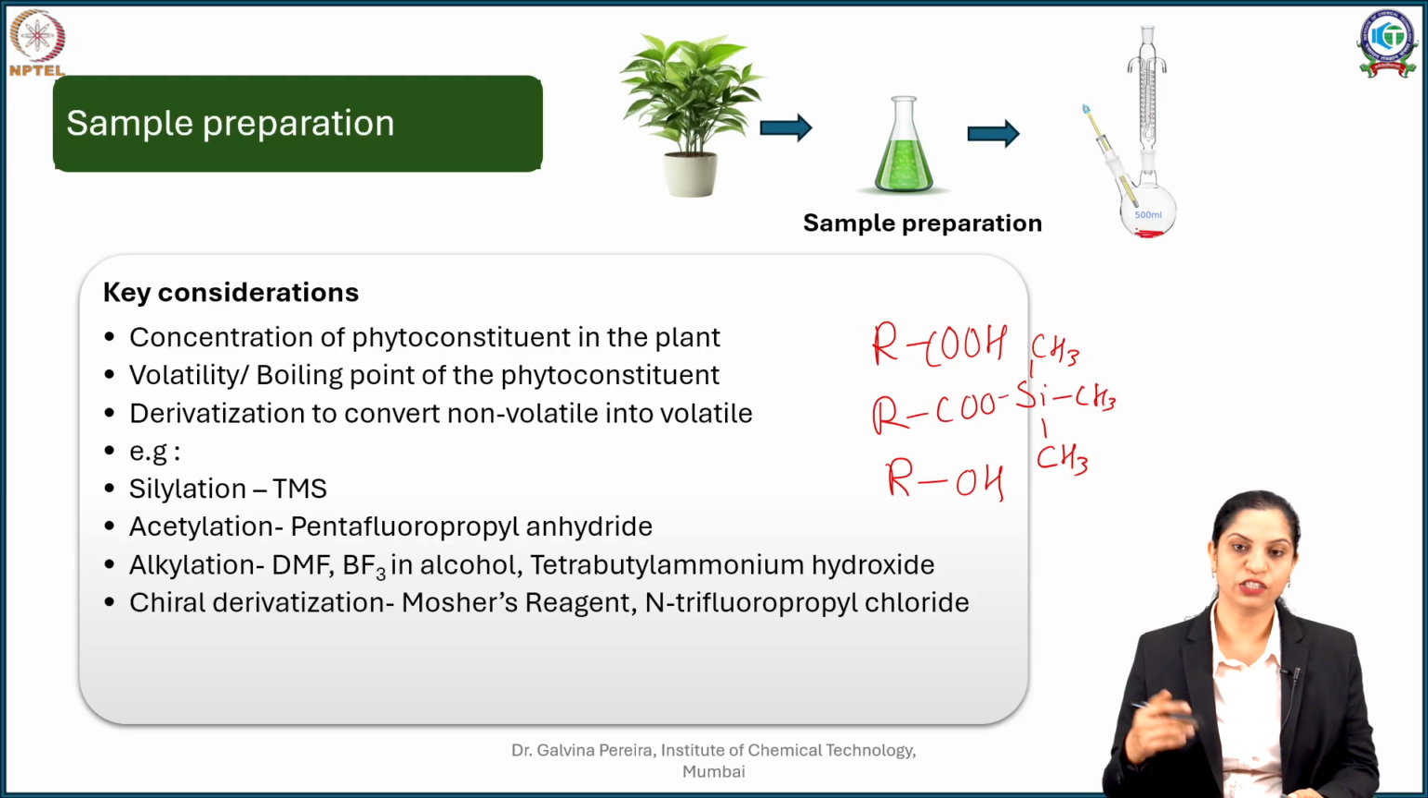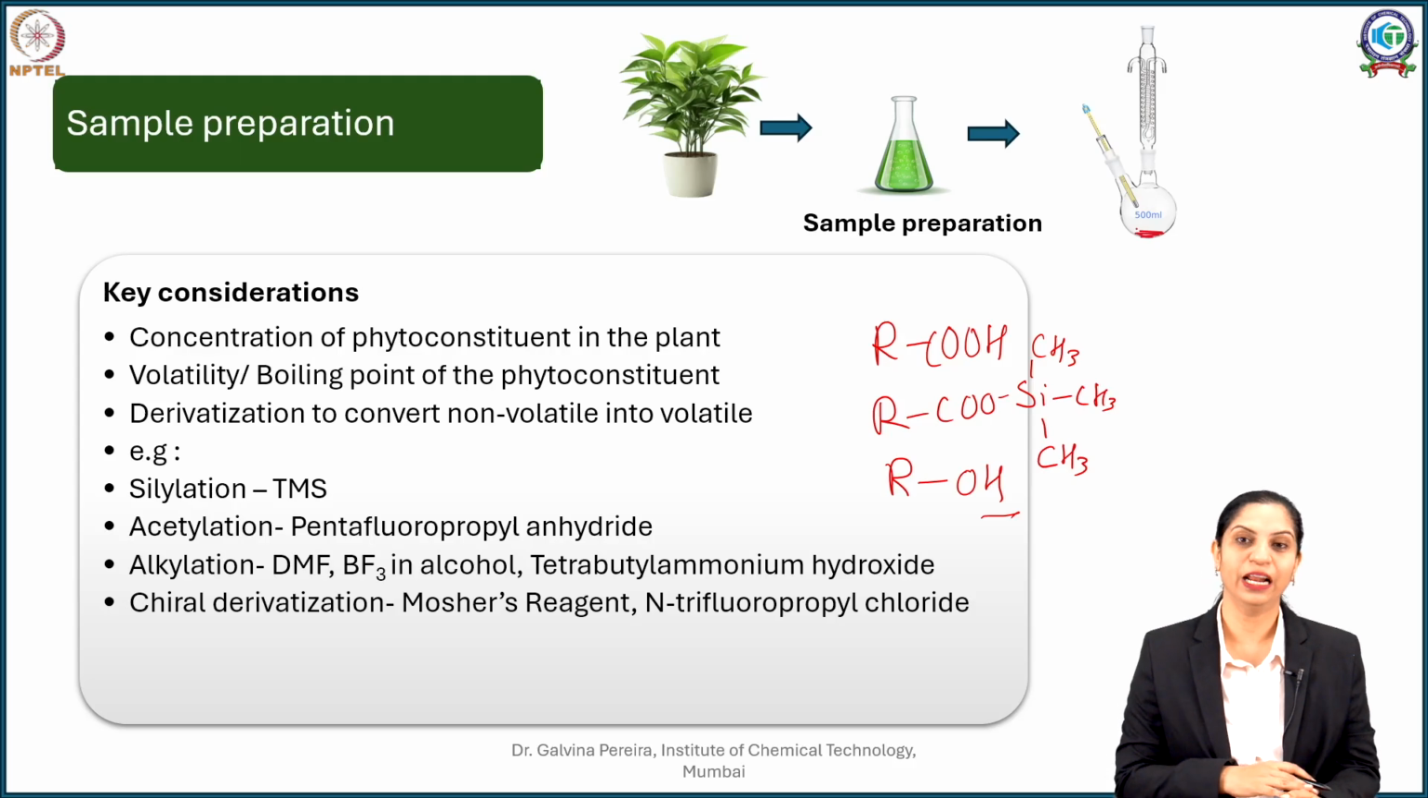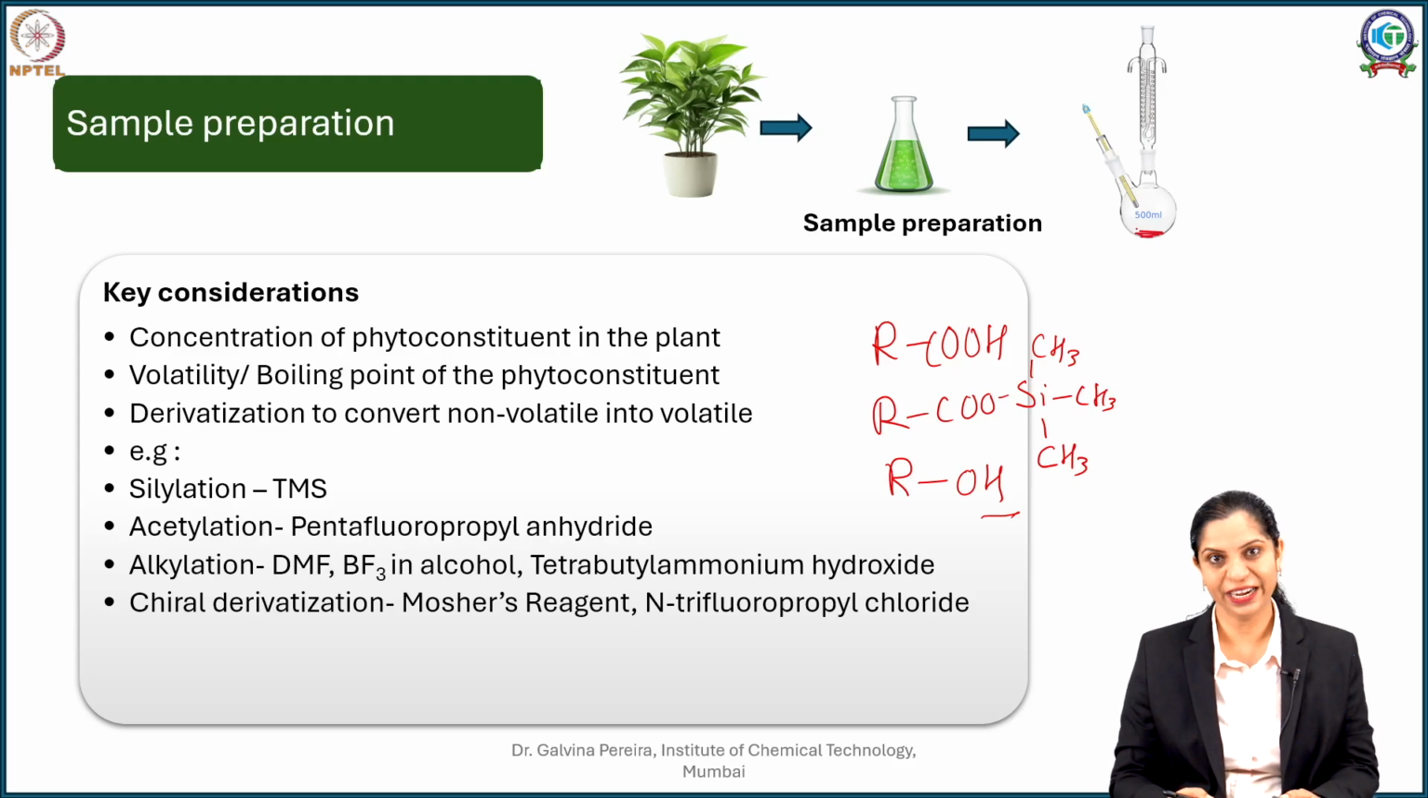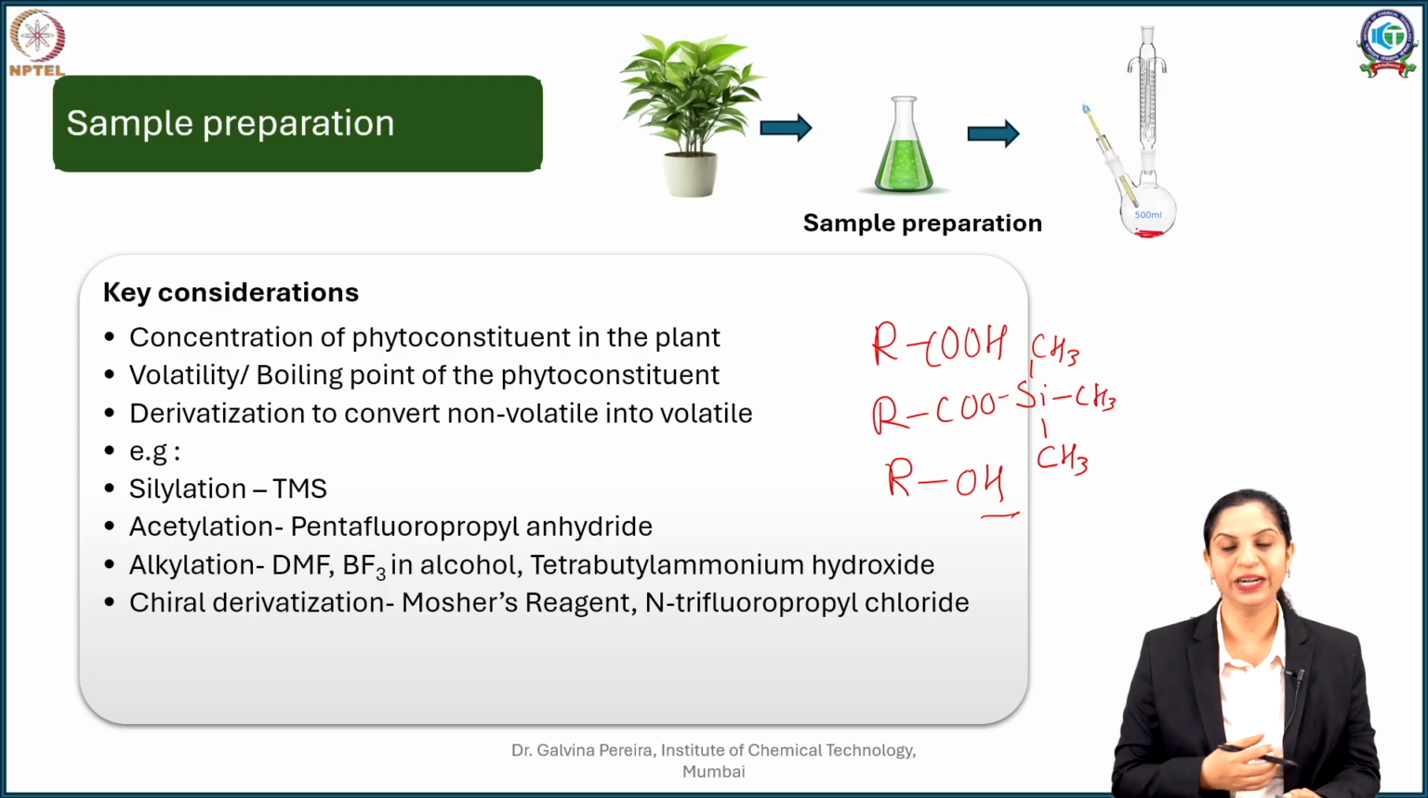Another approach is, if you have an alcohol, you can do an acylation. This can be done with the help of compounds such as pentafluoropropionic anhydride or pentafluoropropanol. That will add the pentafluoropropyl group to it, and that will make your compounds more and more volatile.